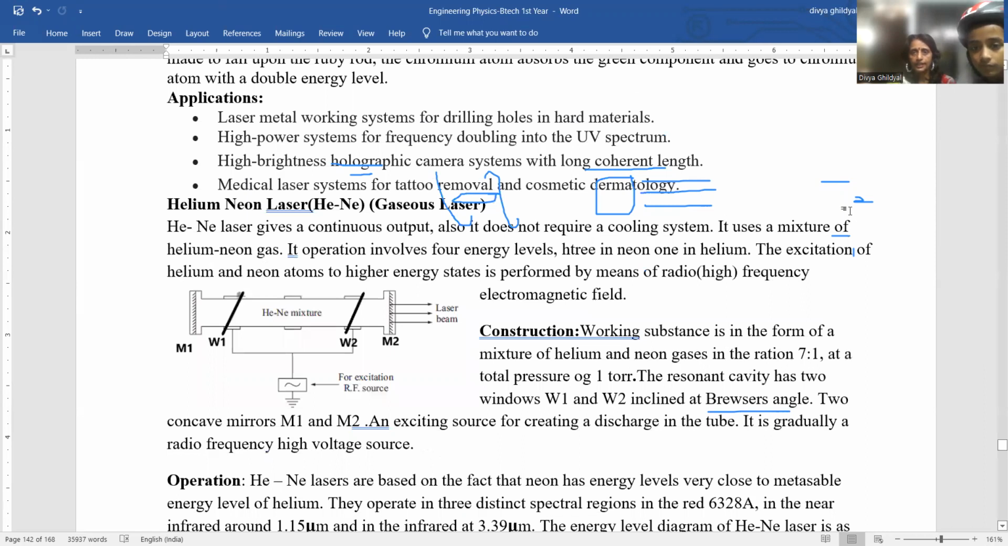Next, we have the helium neon laser. Helium neon laser is more efficient compared to the ruby laser because it has more energy levels. Secondly, the heating problem of ruby laser is not there in helium neon laser. Third, it is very light compared to ruby laser. Fourth, we do not require any cooling system in this case. And fifth, population inversion continuously keeps happening on its own in helium neon laser.